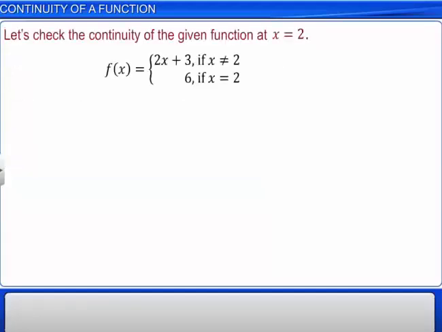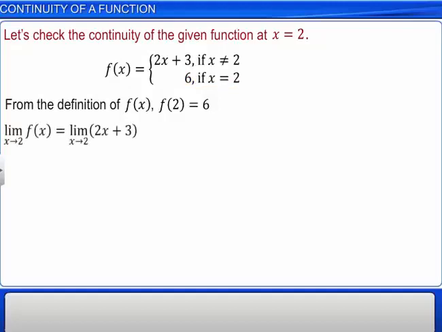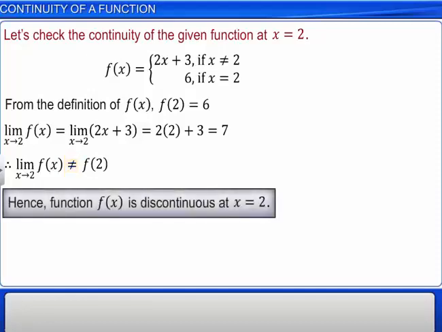Let's now check the continuity of function f of x as shown at x is equal to 2. From the definition of the function, it is clear that the value of the function at x is equal to 2 is 6. Next, the limit of function f of x as x approaches 2 is equal to 7. Here, we see that the limit of the function and the value of the function at x is equal to 2 do not coincide. Hence, the function is not continuous at x is equal to 2.